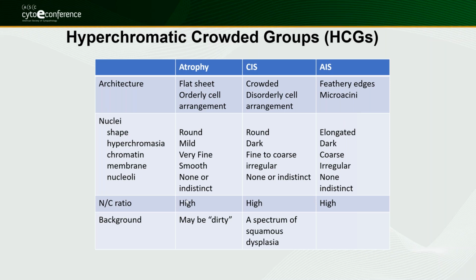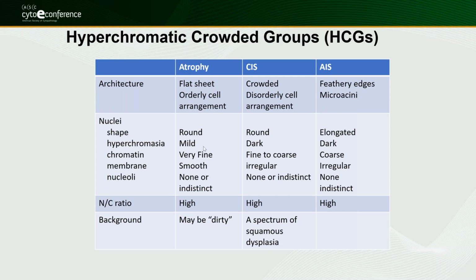And so it's important to tell benign HCG versus neoplastic HCG. And then atrophy typically still has a very orderly arrangement, but CIS and AIS, CIS is crowded and disorganized, and the chromatin is fine, but CIS can be fine to coarse, and the atrophy background can be dirty, so you can have an atrophic vaginitis type of dirty background. CIS typically, hopefully at least, has a spectrum of squamous dysplasia.